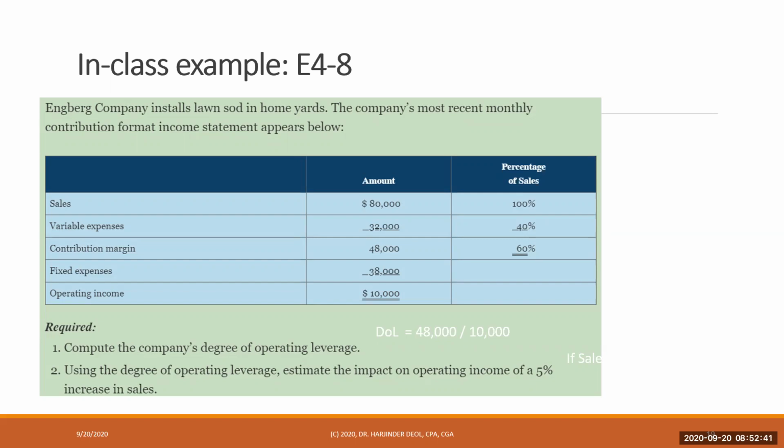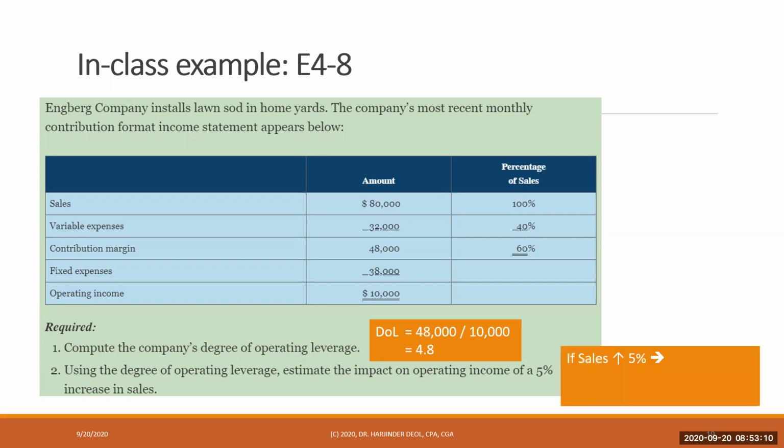So first part said calculate the company's degree of operating leverage. The degree of operating leverage is basically contribution margin divided by operating income. So 48,000 divided by 10,000 gives 4.8. Part two, using the degree of operating leverage, estimate the impact on operating income of a 5% increase in sales. So if sales were to go up by 5%, operating income will go up by 5% multiplied by the degree of operating leverage. So 5% times 4.8, 24%.